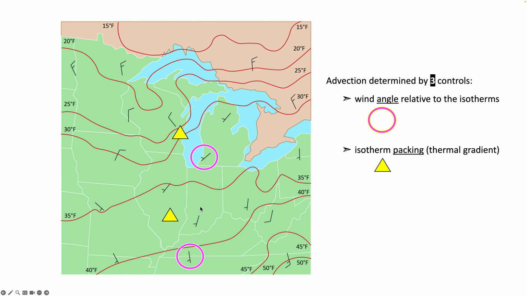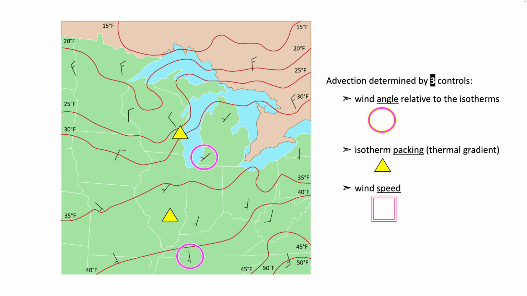Conversely, here, even though we have winds that are perpendicular to our isotherms, the advection is going to be much, much smaller because the distance between our isotherms, or our thermal gradient, is much, much smaller. So even though we have winds blowing perpendicular to the isotherms, because temperature is changing much more gradually over distance, the rate at which we get our thermal advection, in this case warm advection, is going to be really, really small. Okay, so that's thermal packing.